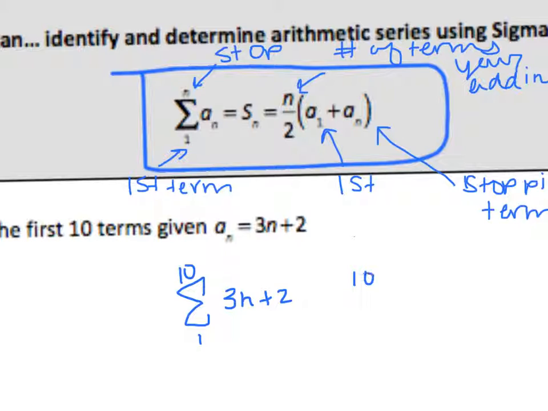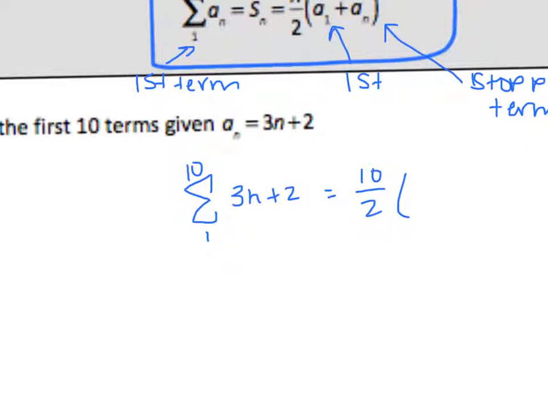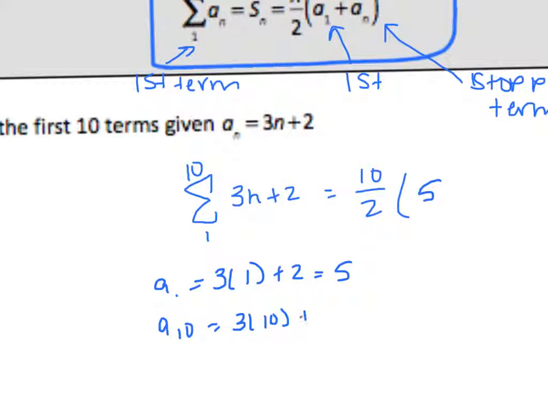So I'm going to have 10 over 2. This is for the sum, equals your first term. So in order to get your first term, I'm just going to plug in 1 for n. So 3 times 1 plus 2 is going to be 5. And then your last term, so a sub 10. So 3 times 10 plus 2 is going to equal 32.